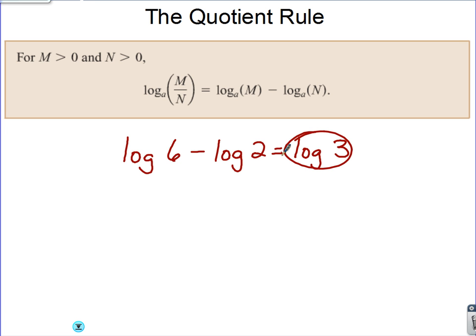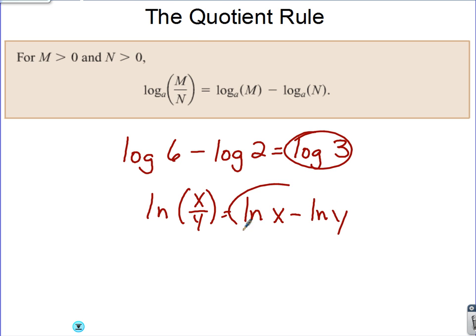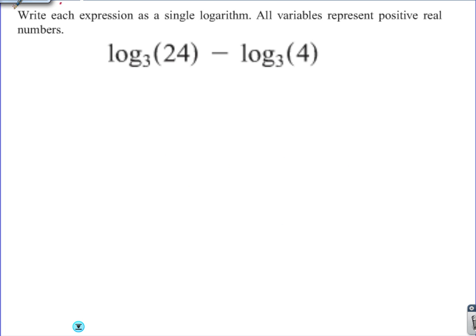Works the same way if you had the log, let's do natural log. If you had the natural log of x divided by y, and you wanted to separate them, that'd be the natural log of x minus the natural log of y. So, log base 3 of 24 minus log base 3 of 4 will be log base 3 of 6. 24 divided by 4. We're good?